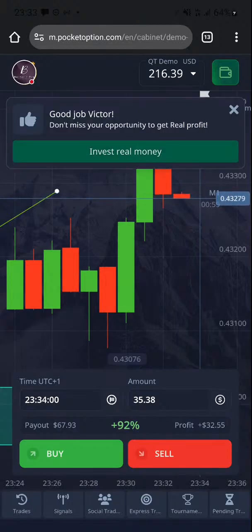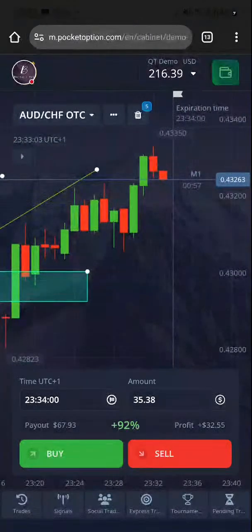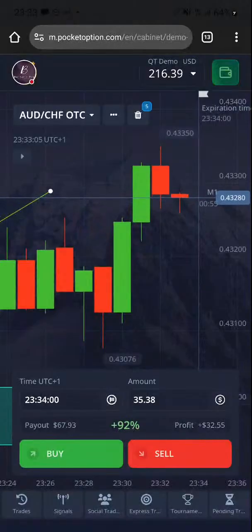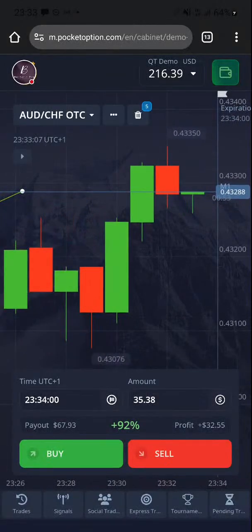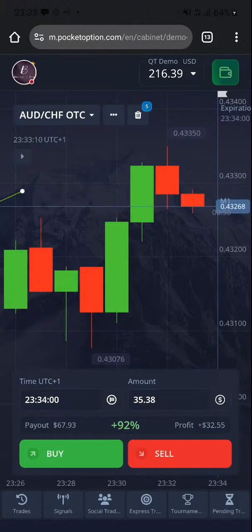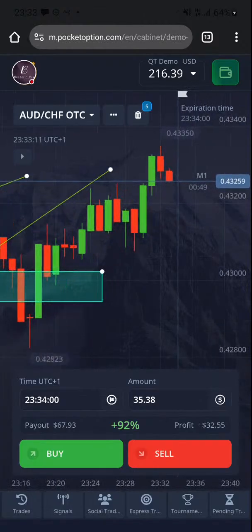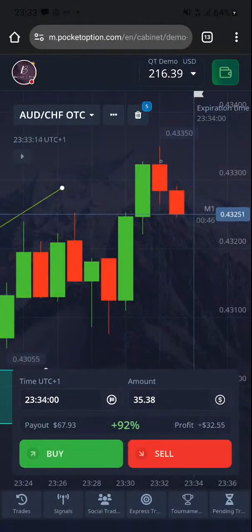Fine. Thank you. So now, you see this pattern is called 3-bar up. What I mean by 3-bar up is this red, green, green pattern. Usually when you see this kind of pattern, it usually has these retracements.